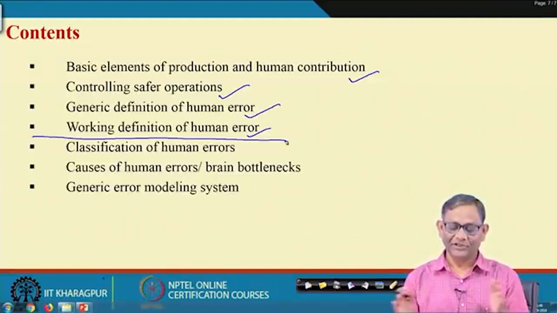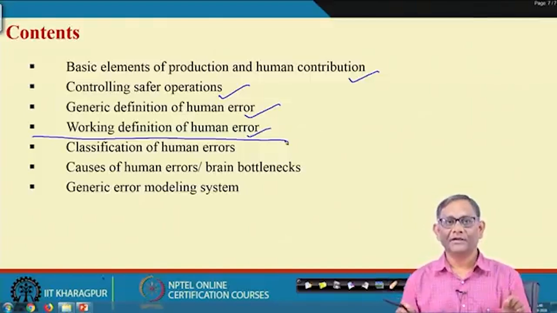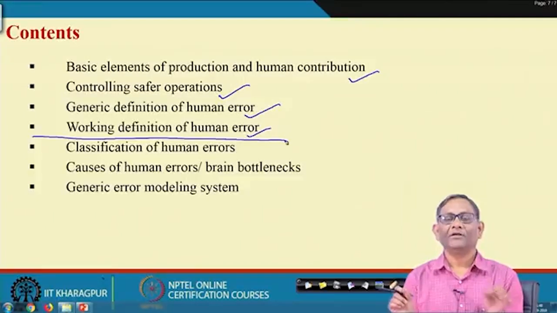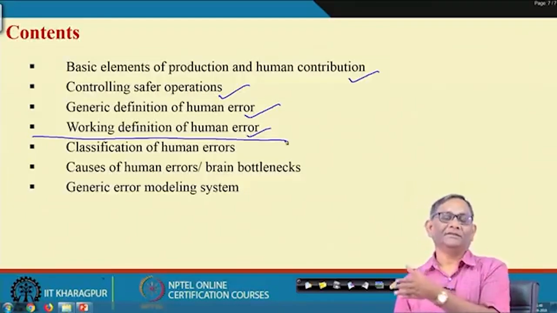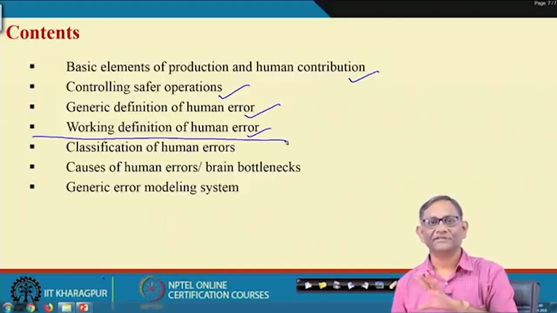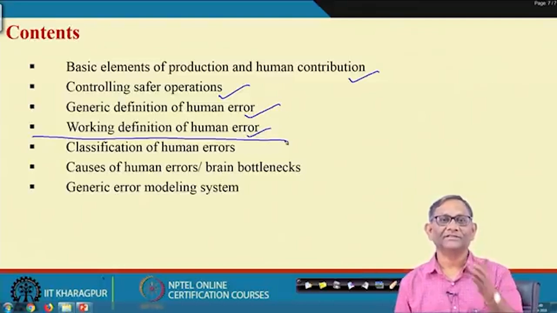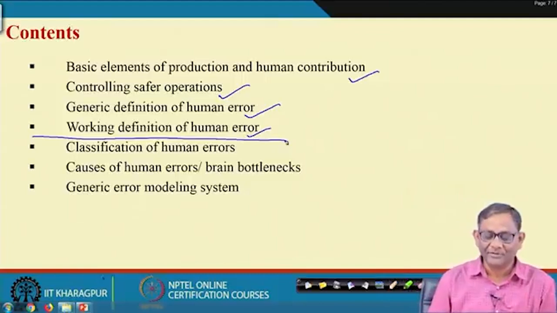Slip or lapse means when you do any activity or work, there is an end goal, and in order to achieve it you have a series of activities, physical or mental, to be performed. Suppose you have committed errors in planning all those activities, then that will be a mistake. But suppose the planning is correct, but the person executing it misses some of the steps, maybe because of a slip or lapse. When you talk about lapse, the memory component is important, because a lapse is from memory.